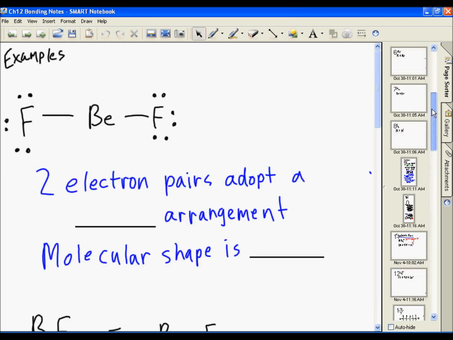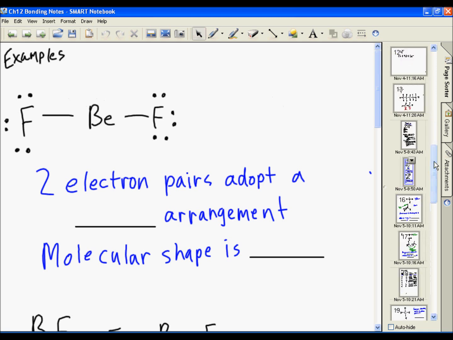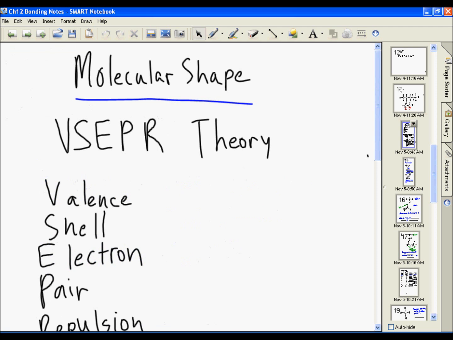So we've got to go find the right page. Not quite there. Let's see. Should be close to there. Should be this one. There we are.